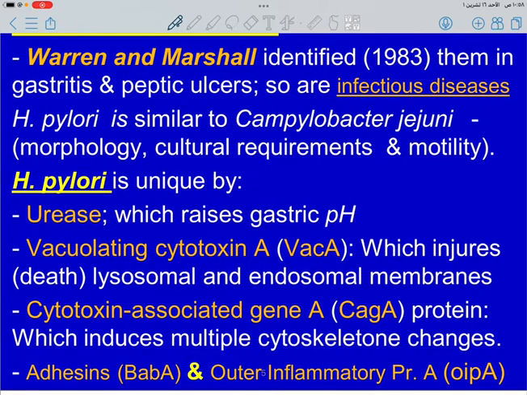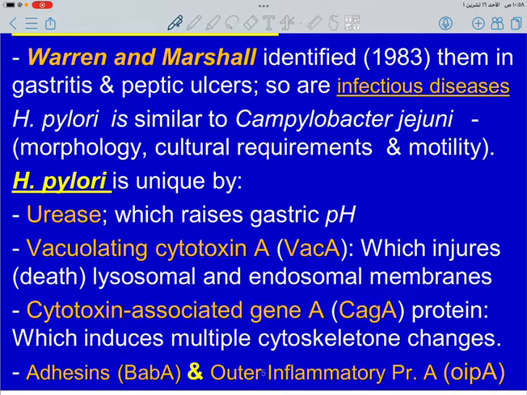They are similar in morphology, cultural requirement, and motility, but they are different from the genetic point of view. For example, Campylobacter is urease negative. H. pylori, as I said, is urease positive, which raises and increases the pH, and it has very important virulence factors.